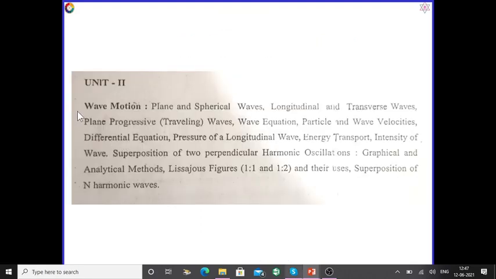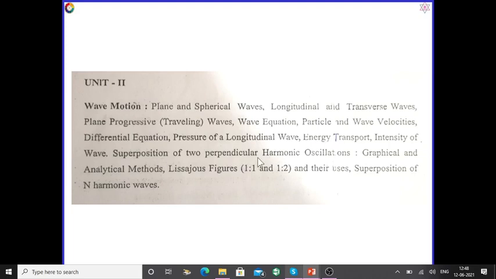So here is the full syllabus belonging to only unit 2. You can see that we are going to discuss plane and spherical waves, longitudinal and transverse waves, plane progressive traveling waves, wave equation, particle and wave velocities, differential equation, pressure of longitudinal wave, energy transport, intensity of wave, superposition of two perpendicular harmonic oscillations, and the Lissajous figure, which we are going to discuss in both graphical and analytical methods, and also superposition of n harmonic waves. These are the topics that we are going to discuss in this unit 2.